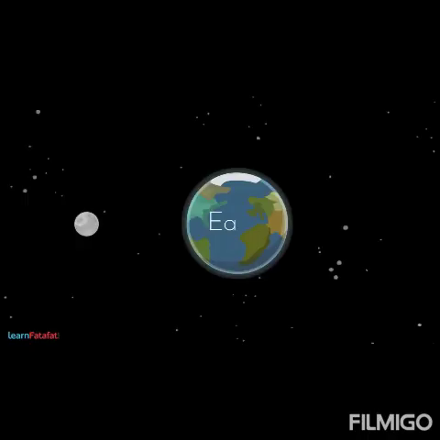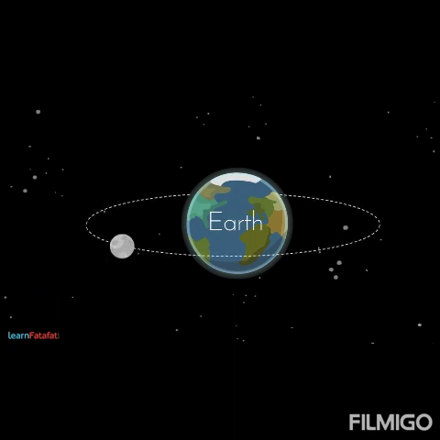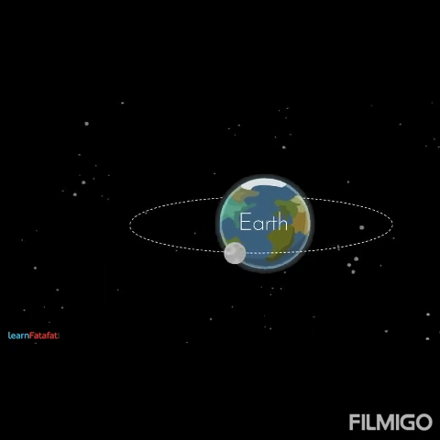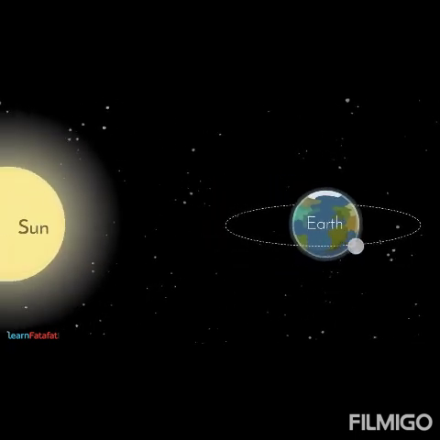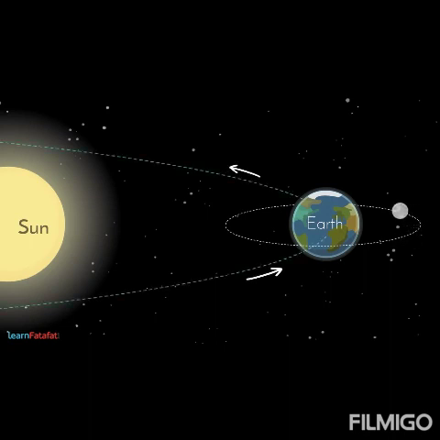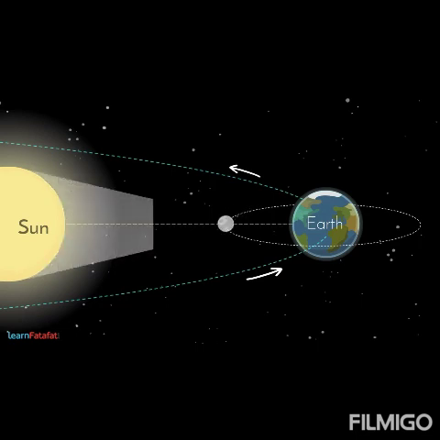This is our beloved planet, the Earth, on which we live. And this is the natural satellite of Earth, the Moon. As we already know, the Moon revolves round the Earth and the Earth revolves round the Sun. So indirectly, the Moon is revolving round the Sun. When the Earth and the Moon are revolving around their orbital path, they come in one straight line, and that is when the eclipse occurs.